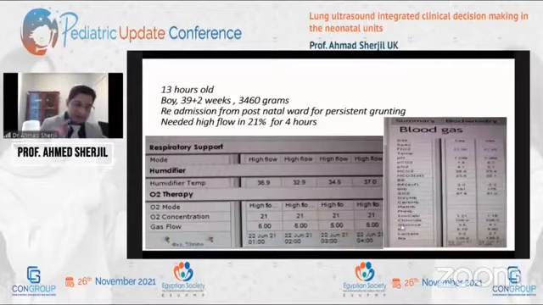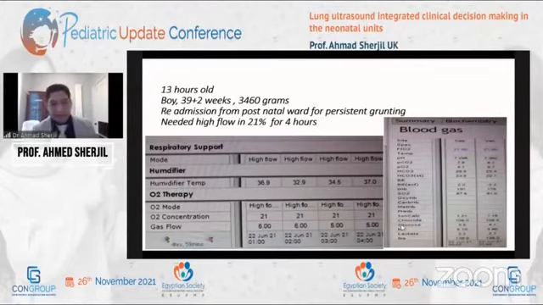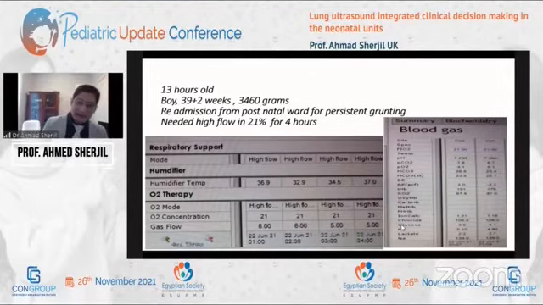So the charge nurse asked me to review these two little guys. One was 13 hours old, a term baby, good weight, who had been back and forth from the postnatal ward, because the minute he would go to postnatal, they would bounce the baby back for intermittent and persistent grunting. The second time he came in, his pH was 7.2, mild respiratory acidosis with a PCO2 of 7.8, and not requiring any extra oxygen, but he was put on flow, and it was about 4 hours, maybe more, when I saw him.